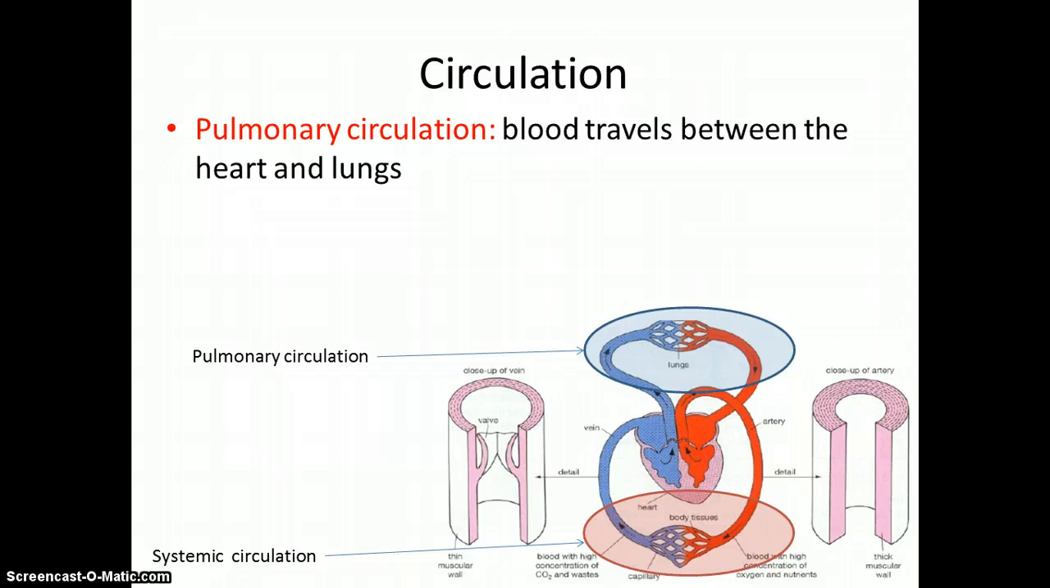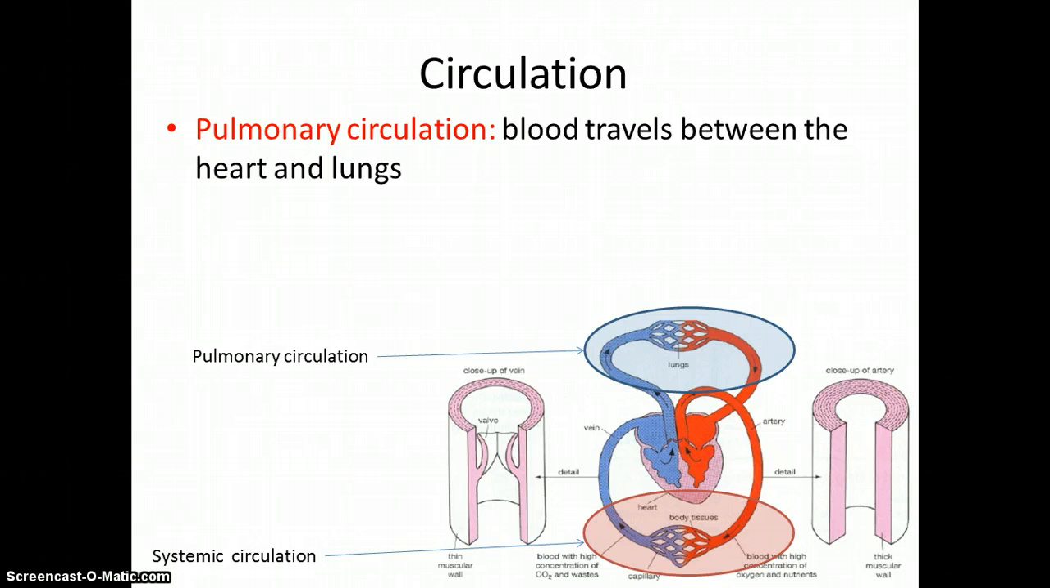Circulation, or the movement of blood throughout the body, is divided into two parts: pulmonary circulation and systemic circulation. The word pulmonary has to do with the lungs, so pulmonary circulation refers to blood moving between the heart and the lungs. In the lungs, the blood picks up oxygen and gets rid of carbon dioxide.